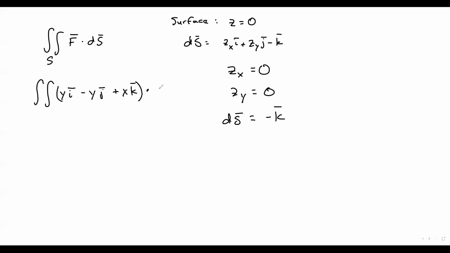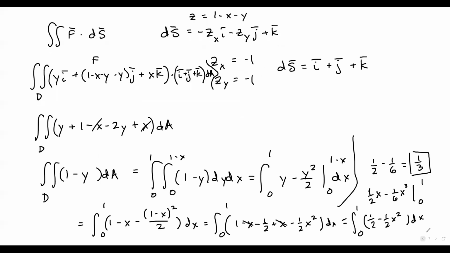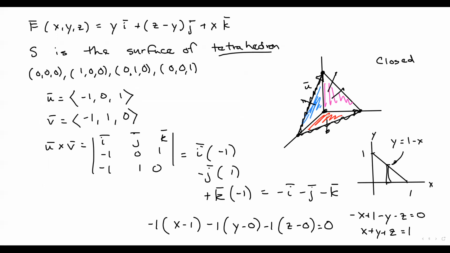And now we dot that with negative k dA over the domain, which is all the xy values. All right, and so what happens after we do the dot product? We just get xk times negative k, so we get negative x dA over D. And then the question is, what's the domain? What am I integrating across for x and y? Well, if we go back to our picture, it's this region. That's the region we're integrating across, and so it's the same as what we just did. We just want to use 1 minus x again.